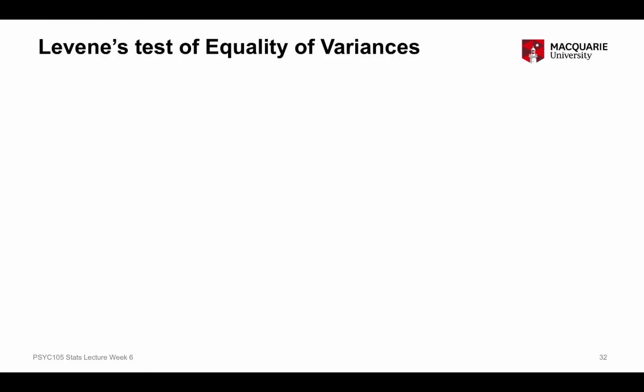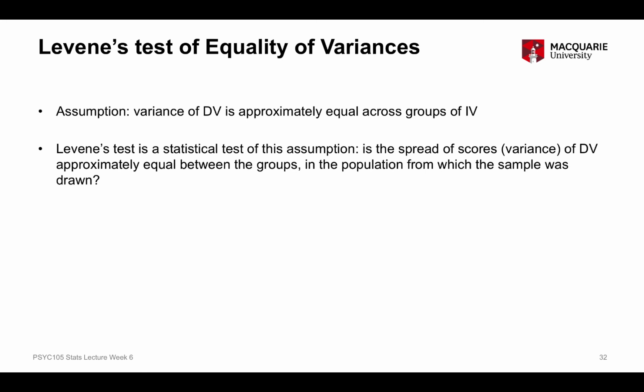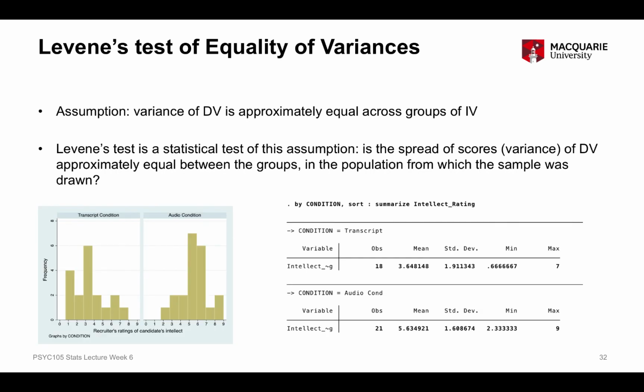The next thing I'm going to talk about is one of the tests that we can use for one of our assumptions. One of our assumptions for the independent samples t-test is that the variability, or the spread, of scores between the two groups is the same. And we can use a particular test called Levene's test for equality of variance to formally test this hypothesis, to test this assumption, to see if the spread of scores is approximately equal between the two groups in the population from which our sample was drawn.